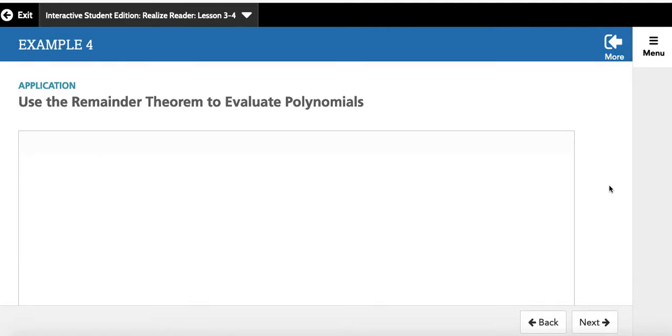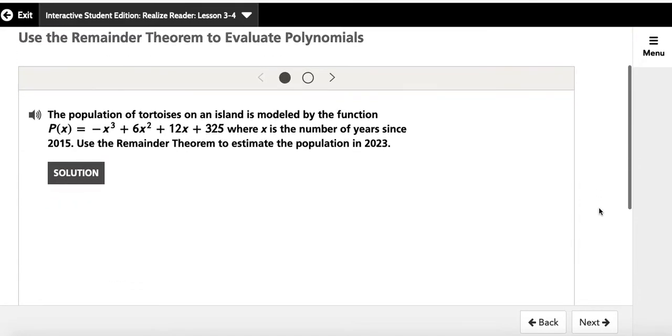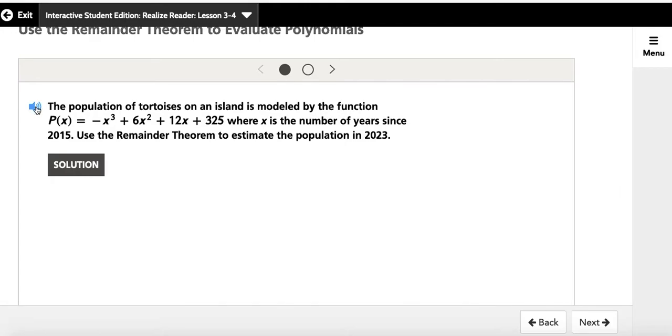Use the remainder theorem to evaluate polynomials. All right, what do we have here? The population of tortoises on an island is modeled by the function p of x equals negative x cubed plus 6 times x squared plus 12 times x plus 325, where x is the number of years since 2015. Use the remainder theorem to estimate the population in 2023.